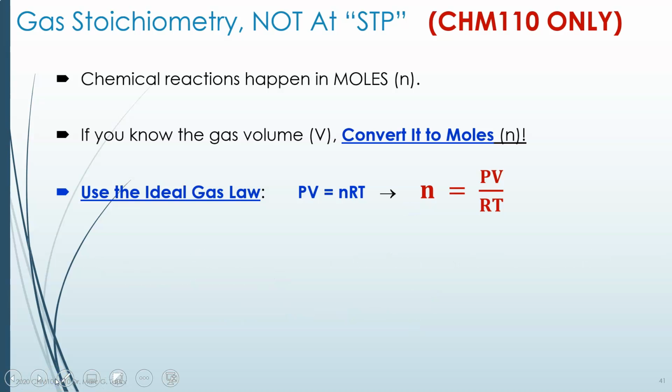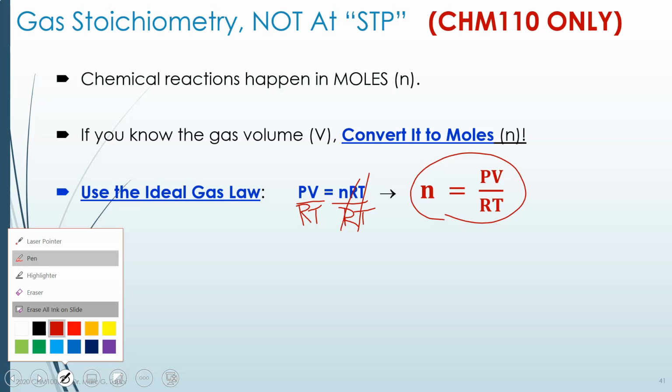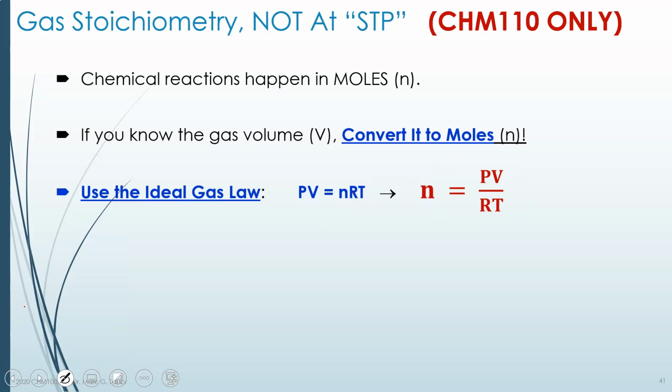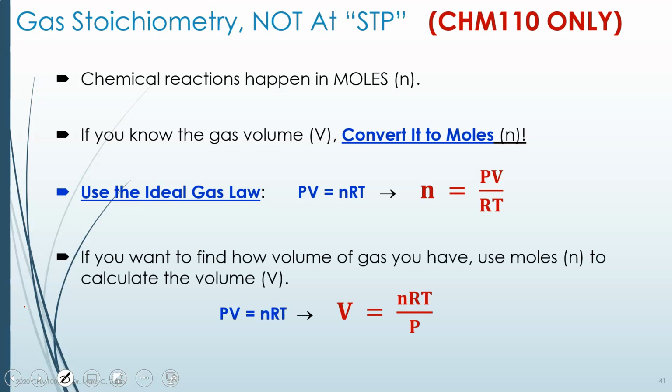And we would do that with this equation shown in red, and you get that by merely taking your original equation and dividing both sides by RT. That gets rid of the R and the T on the right, leaving you only with the n by itself. So n equals PV over RT. So that's the way you're going to convert volume to moles when you're doing stoichiometry problems where it's not done at STP. In other words, where you can't use the shortcut.